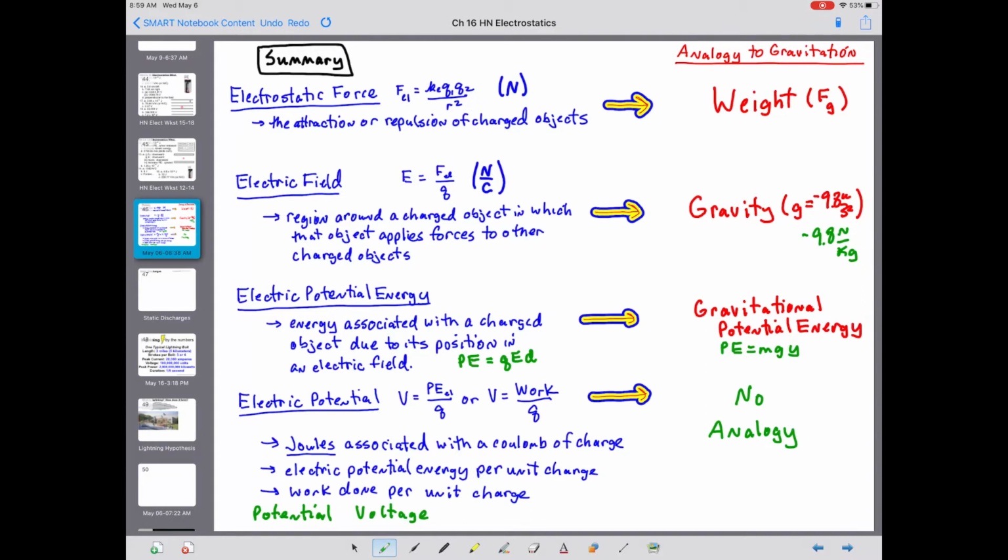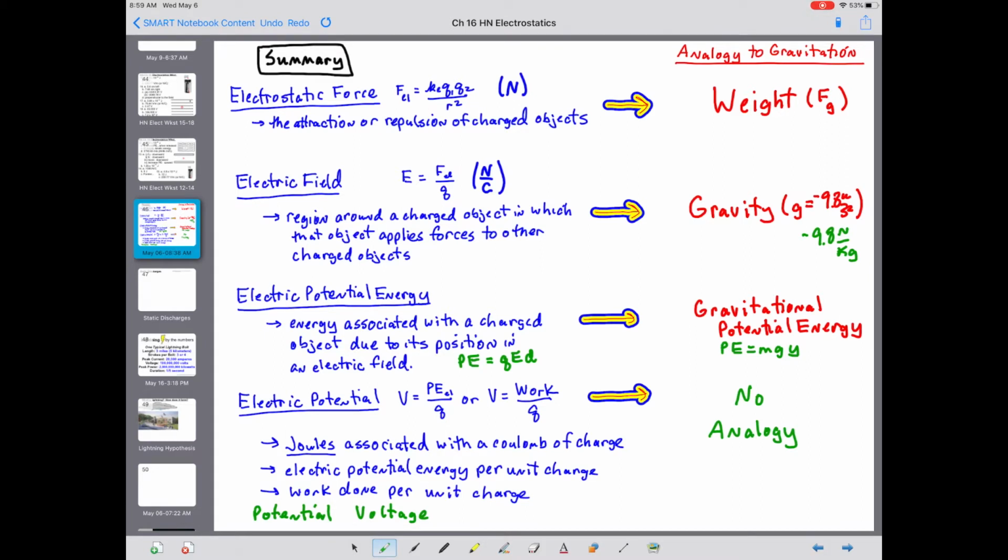Now, when you get to electric potential, there is no analogy because in gravitation, we dealt with a single object at a time, so we didn't need to take it a step further. With charges, we deal with millions, billions, trillions of charges, so then we needed an energy per unit charge. So hopefully that kind of brings things together on our different concepts.